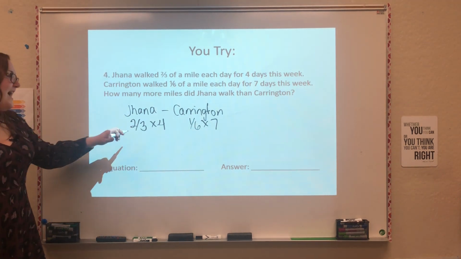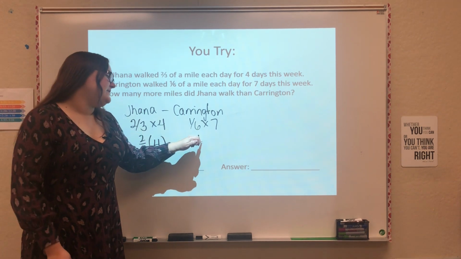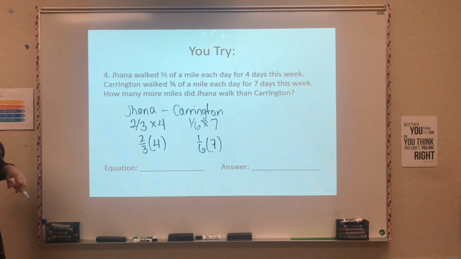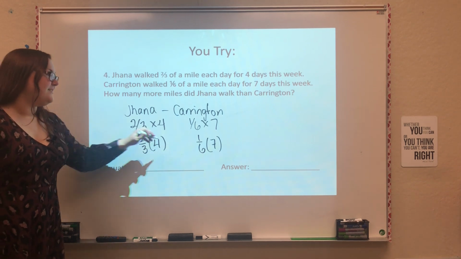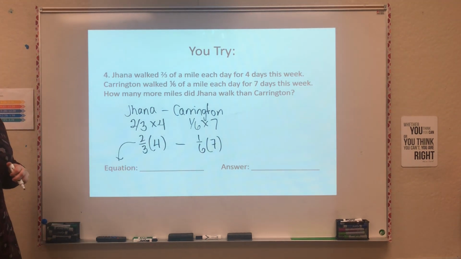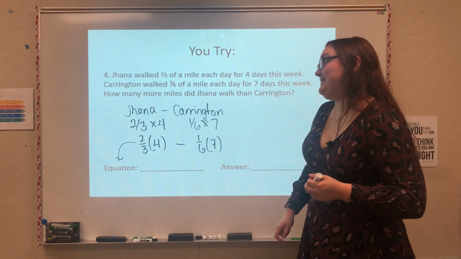I wrote it like that. You could also write it with parentheses if you wanted to. It is up to you how you want to do that. But the very last part is just taking what Hannah walked and subtracting what Carrington walked. That right there would be your equation. The answer for this is going to use some fraction multiplication and subtraction.